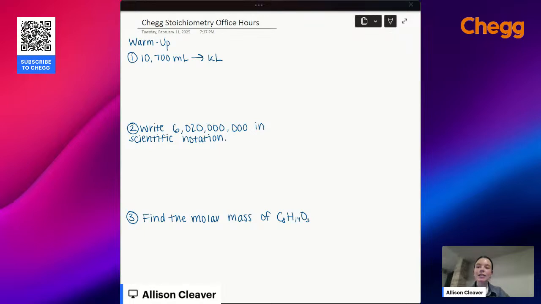So I've started us up with some warm-up problems. If you don't know these off the top of your head, that's okay. That's what we're here for, to practice and to learn. But then we're going to go into some application problems and then learn a new skill tonight. So our first warm-up problem is converting 10,700 milliliters to kiloliters.